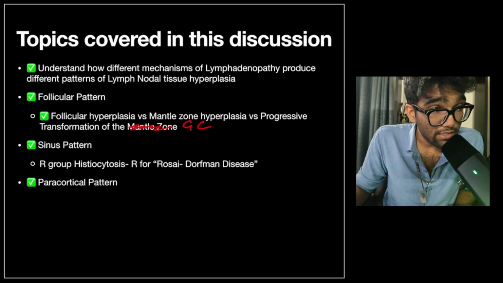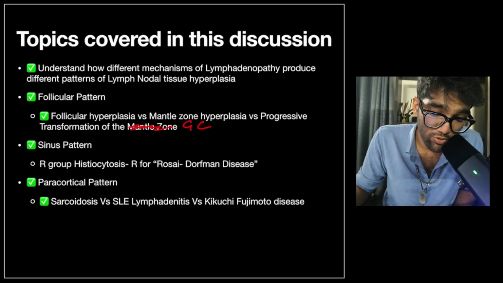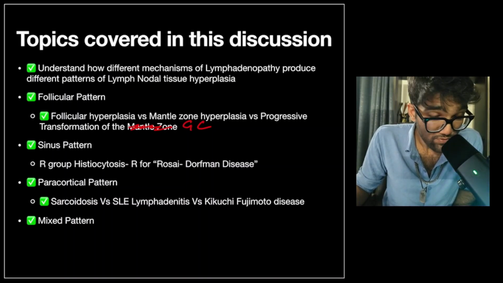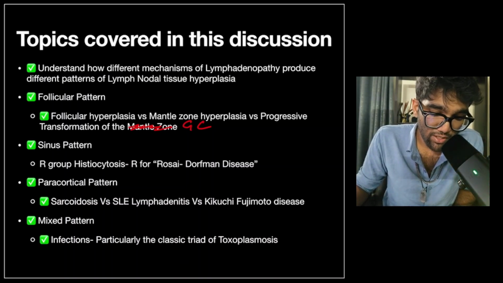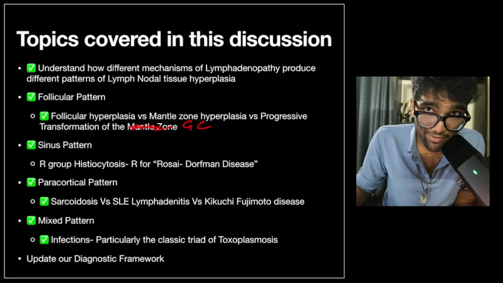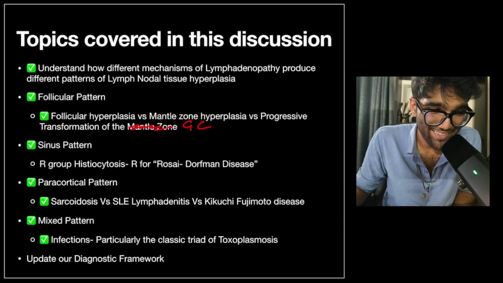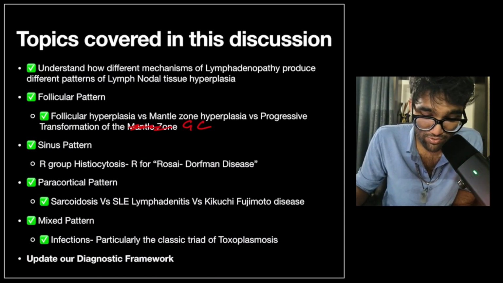We've discussed the paracortical pattern when we compared sarcoidosis, SLE lymphadenitis, and Kikuchi-Fujimoto in detail. We've discussed that a mixed pattern happens with acute infections, and in particular, we've described the histomorphology of toxoplasmosis and the classic triad of toxoplasmosis. Now, I'll take a little bit more of your time and try to update the diagnostic framework for generalized lymphadenopathy and splenomegaly that I had come up with previously. So this is what we're going to do in the remainder of the discussion.